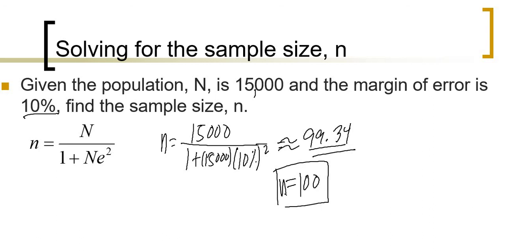So, if you do not know much about your population, and for some reason it's difficult to access the internet for the sample size, then we can use Slovin's formula.